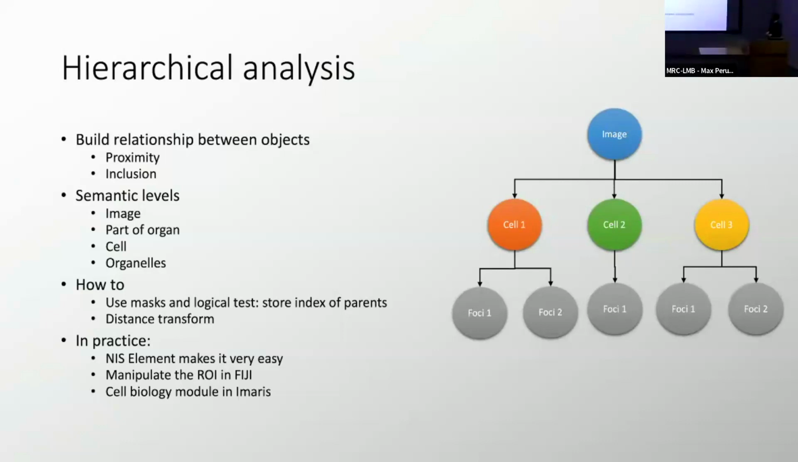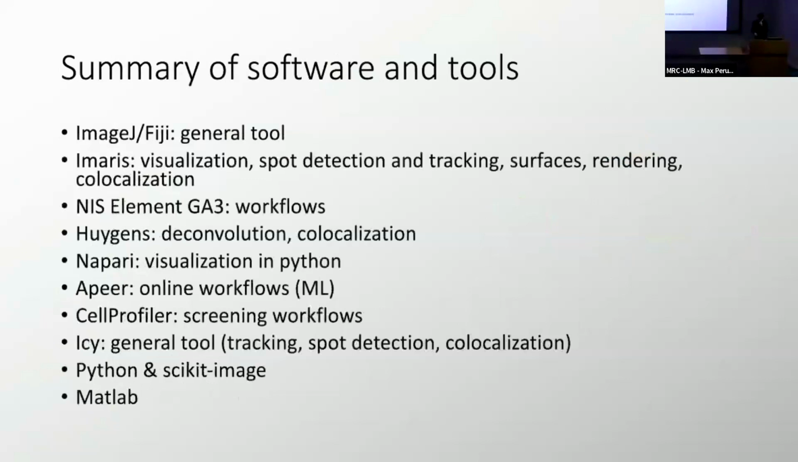Just a summary of software and tools. So the go-to thing, because it's really easy to install, is Fiji. You can open your image, look at it, apply some first existing tools, and just stop there. It works. You can also use Imaris, which is very good for 3D visualization, creating a rendering also if you want to impress your friends or colleagues. It's a nice 3D rendering. That's very good.